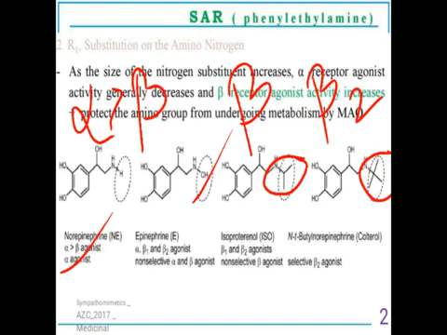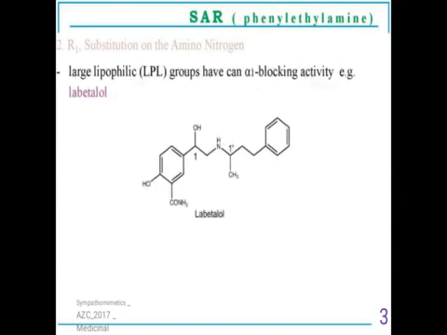If only the small hydrogen is there at the terminal amine, it is more alpha agonist as compared to beta. If a methyl group is there, it is active against alpha as well as beta. But if there are higher alkyl groups, they are active against beta 1 and beta 2. Here it is the tertiary butyl, so it becomes selectively active against the beta 2 receptor.